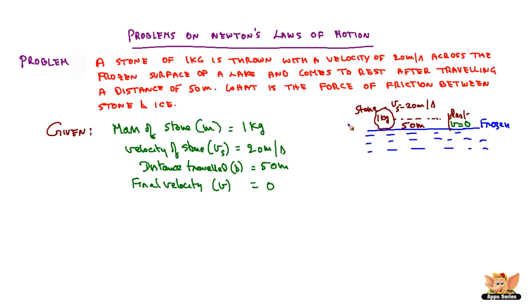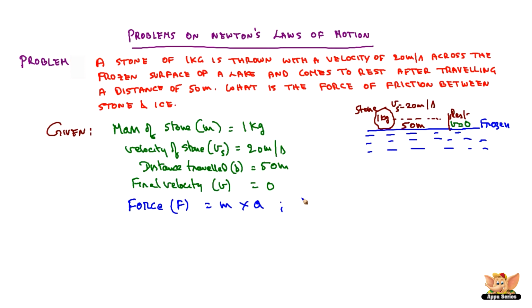Now with this data, we need to find the force of friction between stone and ice. When the stone is thrown onto the frozen surface of the lake, it moves because of the force with which the stone is thrown and the force of friction between the stone and ice. Both the forces act, and it comes to a stop because of the force of friction. Now to find out that force, we need to find the acceleration first, since we know force F is mass into acceleration.